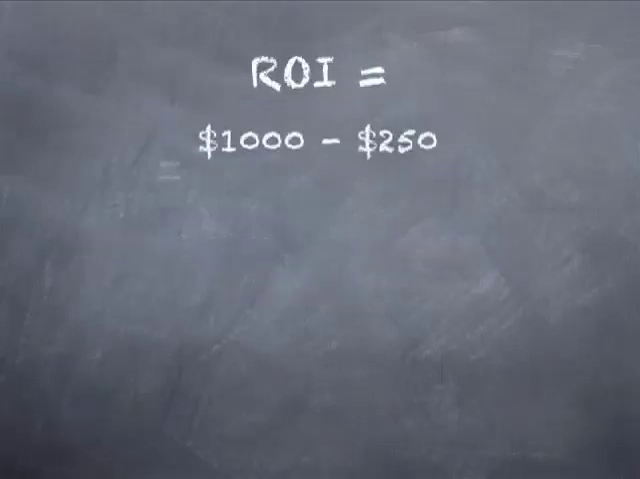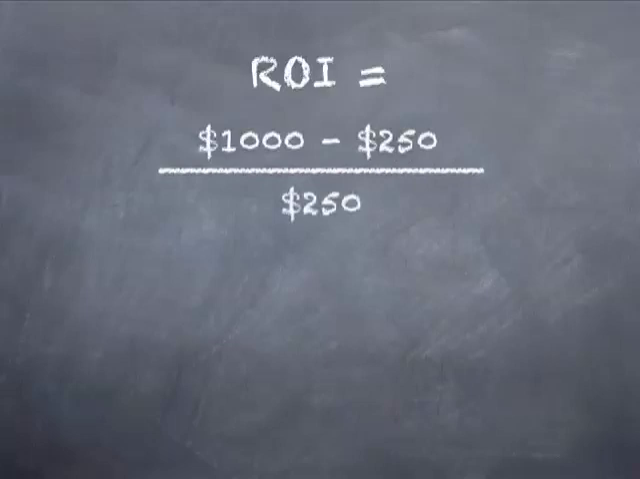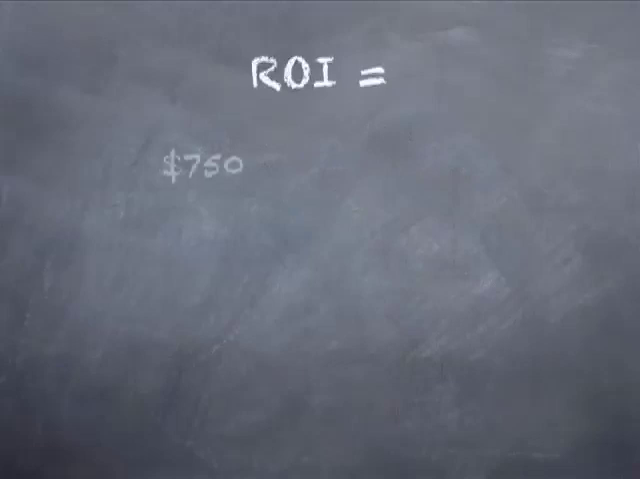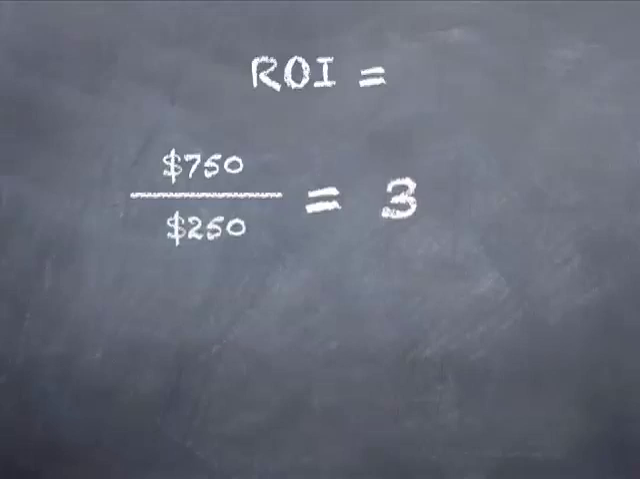So the return on investment for me for this ad would be $1,000, which is that revenue that the ad produced, minus the $250 ad cost, divided by the $250 ad cost. So it looks like this: 750 divided by 250 equals 3. Or you could say that would be a 300% return on investment.